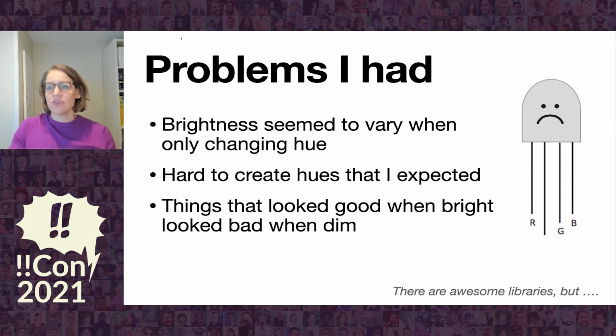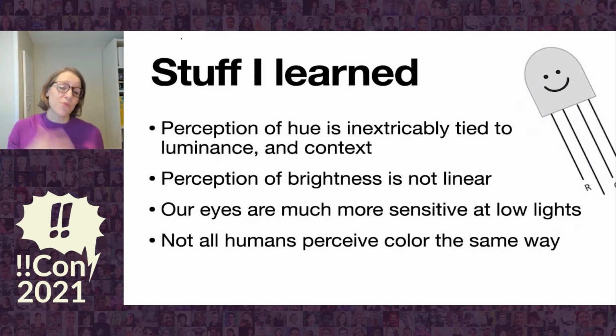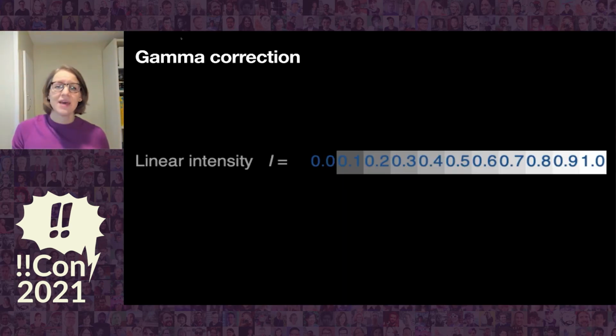It was hard to create the hues that I expected, and things that looked good when bright were bad when dim. What I learned is that perception of hue is tied to luminance and context, and you cannot disentangle those. Our perception of brightness is not at all linear. Our eyes are much more sensitive at low light because of the rods, and not all humans perceive color the same way. So a couple of things we can do to fix these.